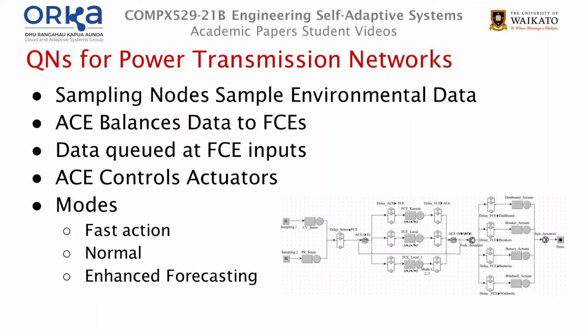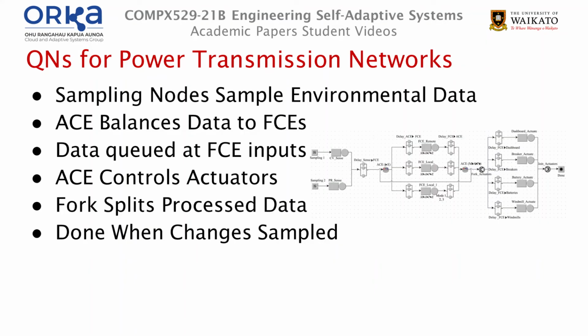Fast action is used when the outputs need to be seen as quickly as possible, such as in a disaster. Normal is used when the system can act normally and may change. And enhanced forecasting is used when the power of the system can be forecasted in advance and communication times don't matter as much.